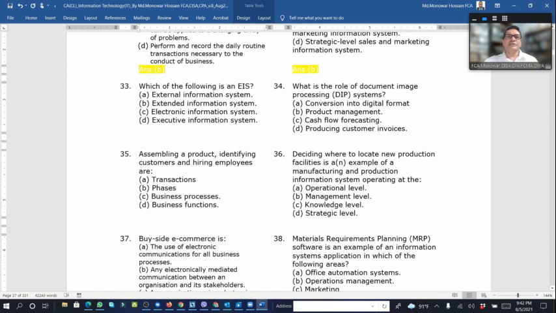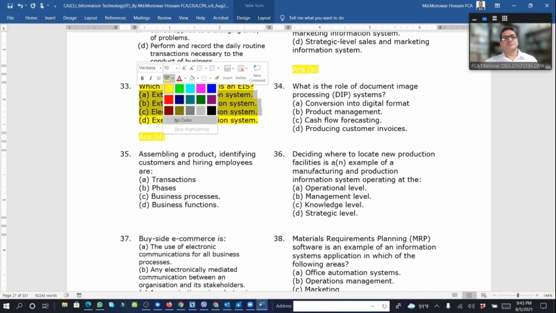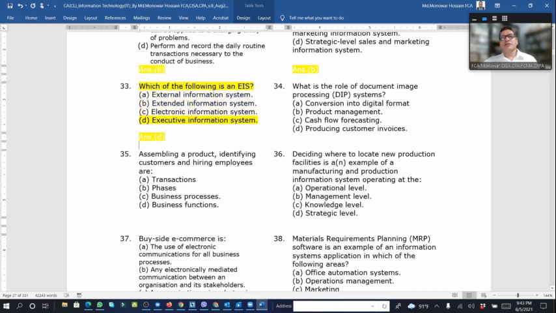Which of the following is an EIS? EIS means Executive Information System. The options are external information system, executive information system, electronic. What would be the answer? Executive information system. D. It's the top management, information for the top management, EIS.